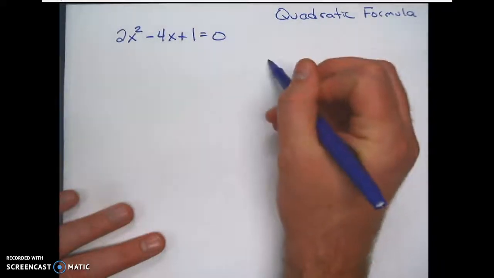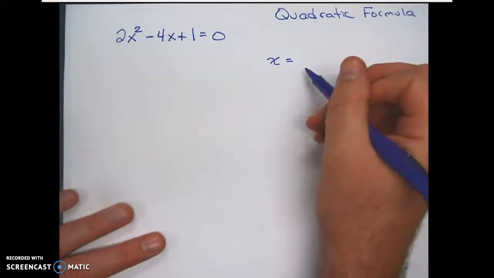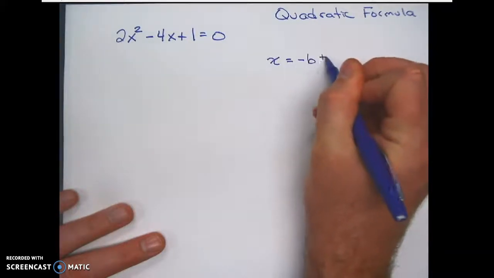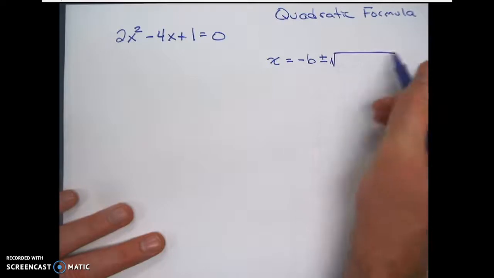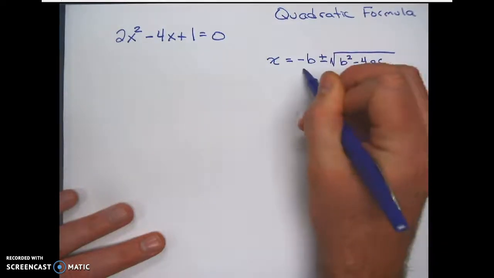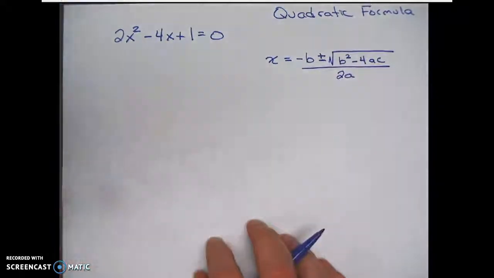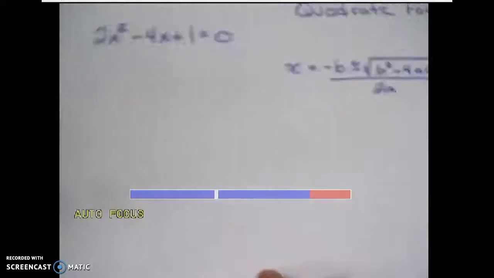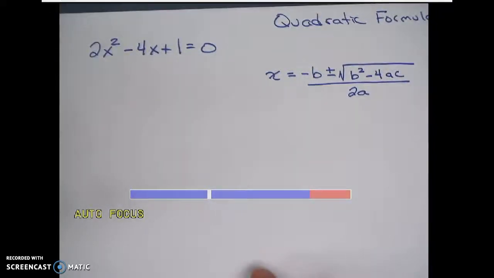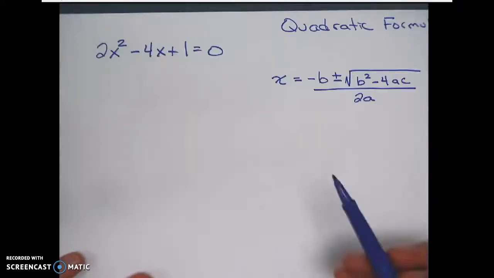So if you want to write this down, it is x equals negative b plus or minus square root of b squared minus 4ac, divided by 2a. And once you know this formula, you can basically use it to solve any quadratic by plugging in the values you know for a, b, and c. So it's important to know how to find a, b, and c.